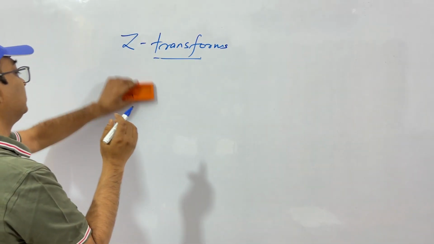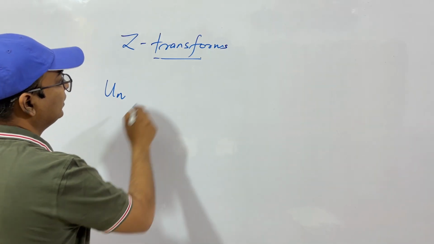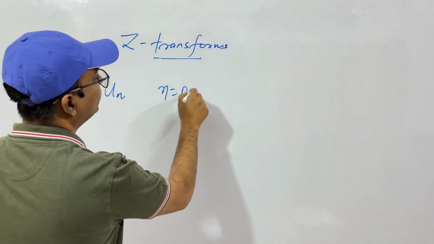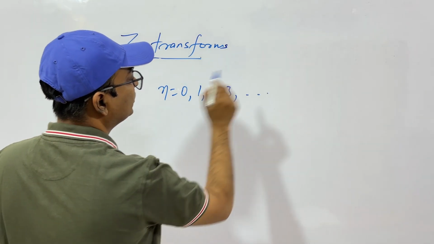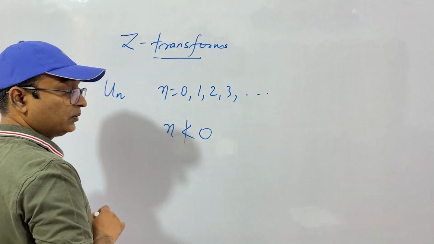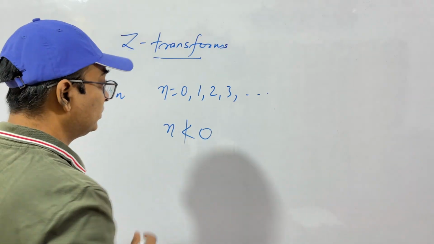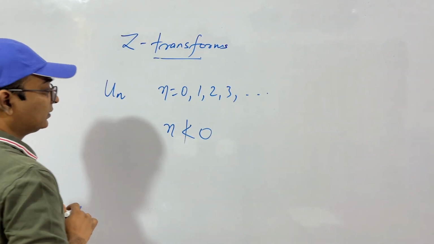Now, let me give you the definition. Let's say we have a discrete signal u(n), where n is 0, 1, 2, 3 and so on, and definitely n is not less than 0. So it should have values for n greater than or equal to 0, not less than 0. So this is a discrete signal.